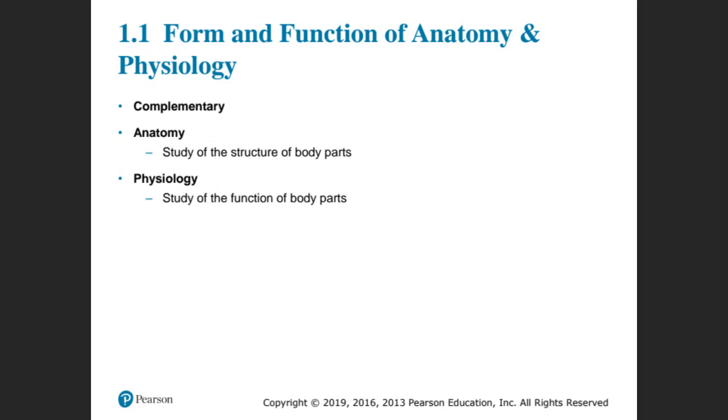So we'll start out by going through A&P, anatomy and physiology. These are complementary concepts. Anatomy is the study of the structure of the body. Physiology is the study of functions of body parts. And so these go hand in hand, and you can't fully understand the physiology if you don't understand the underlying anatomy. Some examples of complementarity between these two topics include bones.